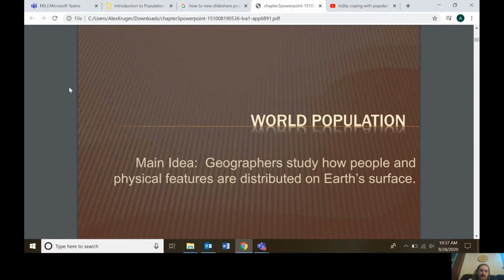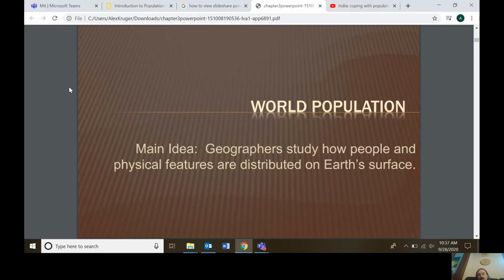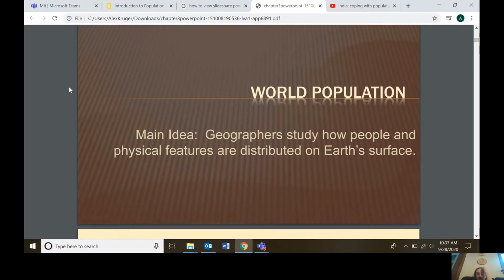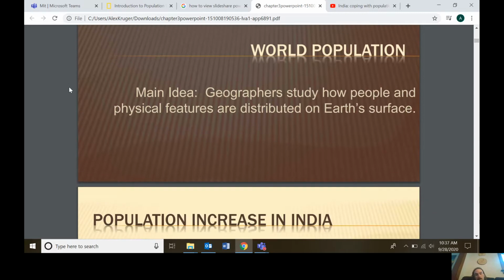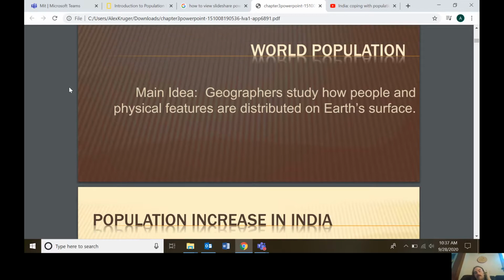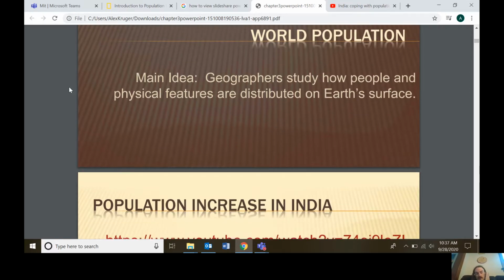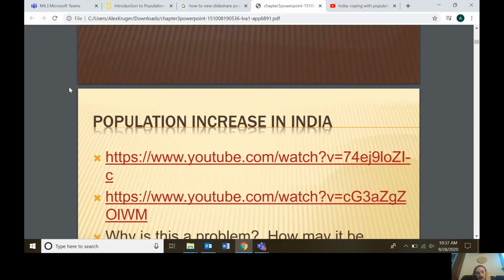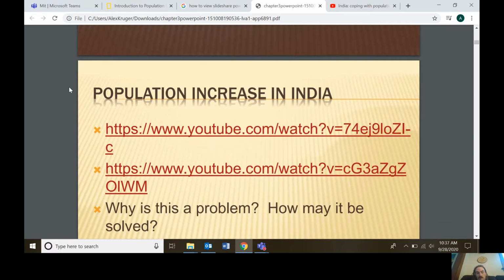World population. The main idea of this lesson segment is that geographers study how people and physical features are distributed on the Earth's surface. How people are distributed on the Earth's surface is population density, and that's what we're going to be covering to get started with. These two YouTube videos, these links here, I'll put them in the actual assignment too, so you can click the links yourselves.